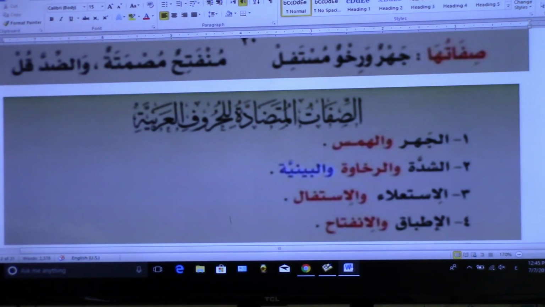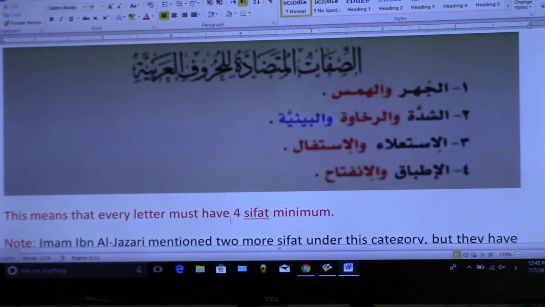Now we're going to learn the names of the sifat, of those 4 or 5 sifat. The first one he said, jahrun. So the first sifa is al-jahr. What's the opposite of that sifa? It is al-hams. He did not mention it because it's understood. And not only understood, he's going to mention it now in the second line.